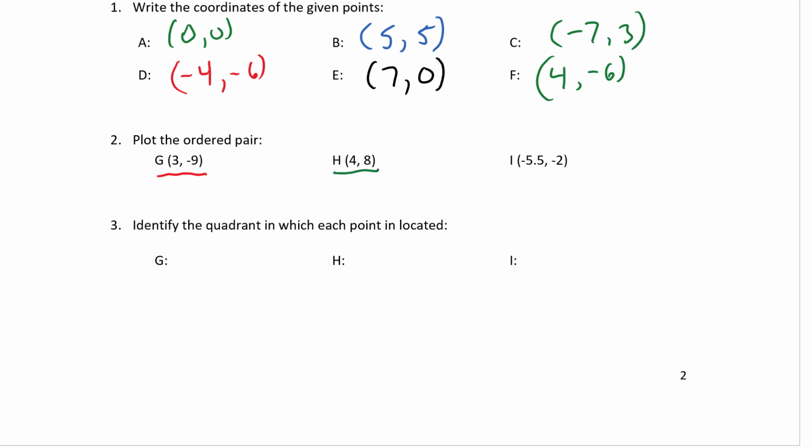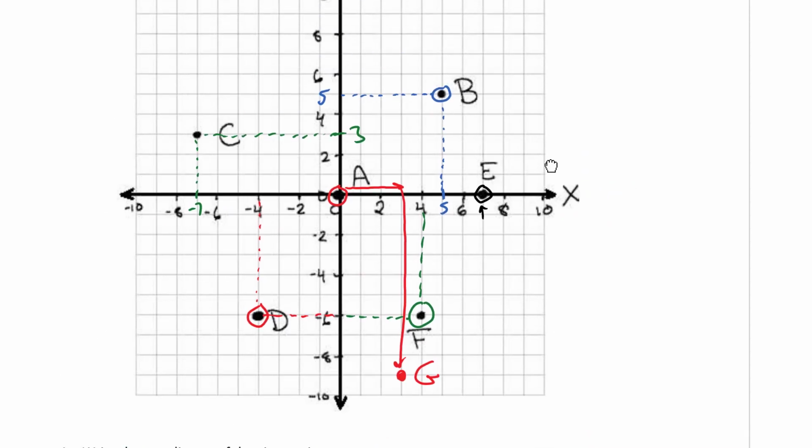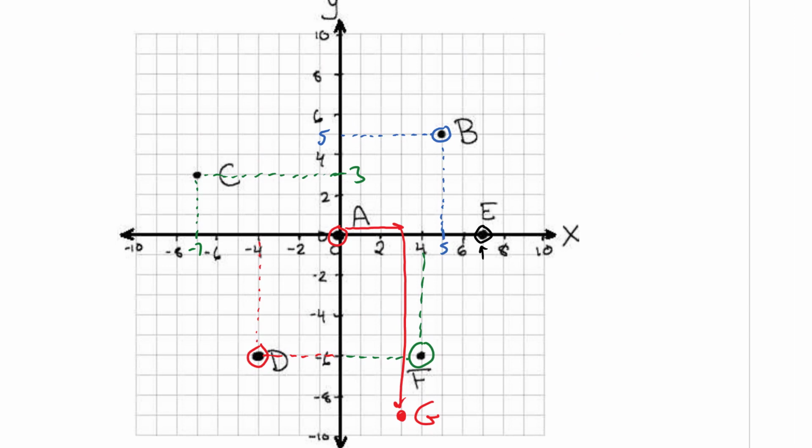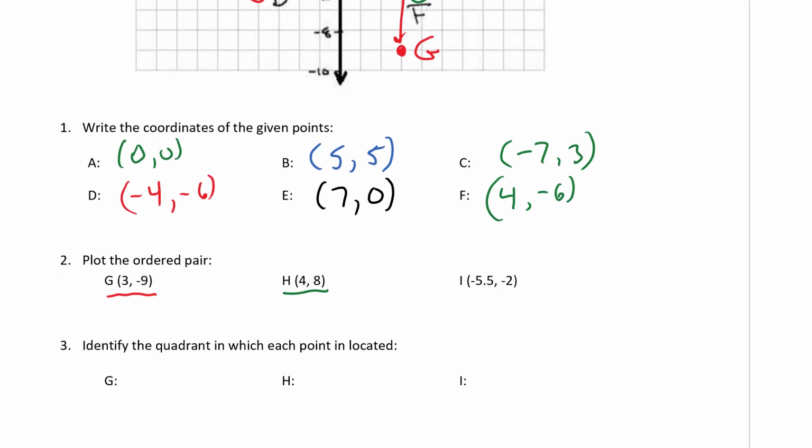Next point is H. 4 on the x-axis and 8 on the y-axis. Notice they're both positive, so this would be in quadrant 1. We move 4 over, and then we move 8 up, right to there. This would be H.